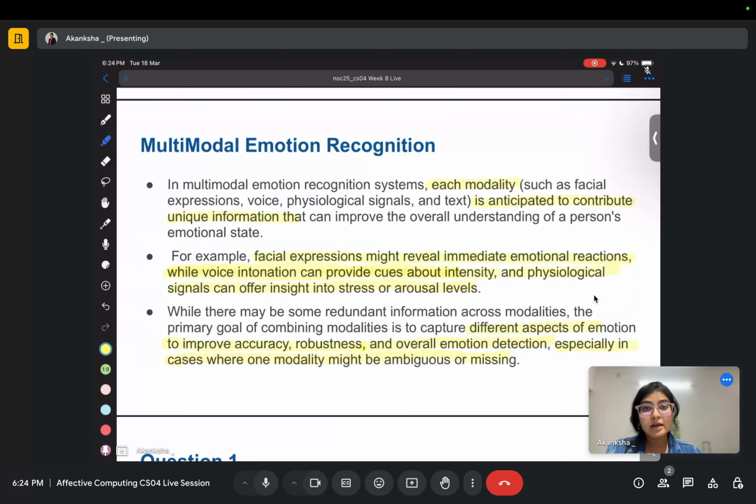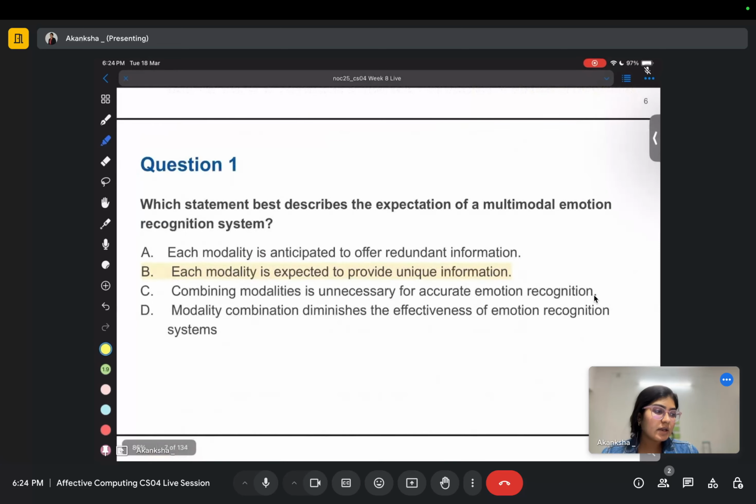be ambiguous or missing. Let's say if you just read out a sentence in the transcript, you might not get how the person might have spoken it. Let's say there is a neutral sentence: "Did I ask you this?" If you just read it out, then you don't know what the tone was, what the intention of the person was. So the question was, which best describes the expectations of a multimodal emotion recognition system.